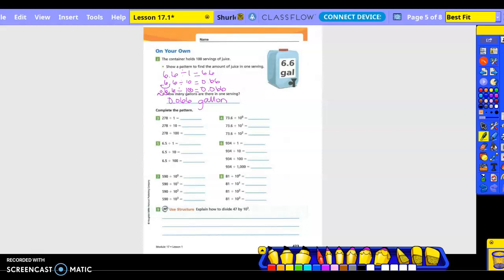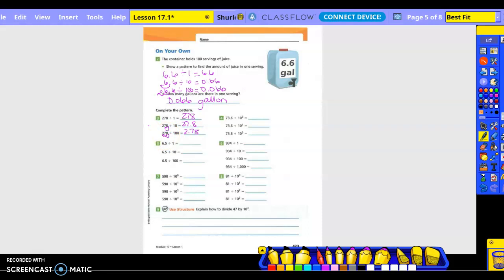278 divided by 1 is 278. Same answer, right? 278 divided by 10. Am I going to the left or to the right? To the left, how many places? And they don't have a decimal place there. So if they don't have a decimal place, then I put it at the end and I go 1 place to the left, and my answer is 27 and 8/10. 278 divided by 100. Am I going to the left or the right? Left, how many places? 2. Put my decimal at the end and go 1, 2, and my answer is 2 and 78 hundredths.